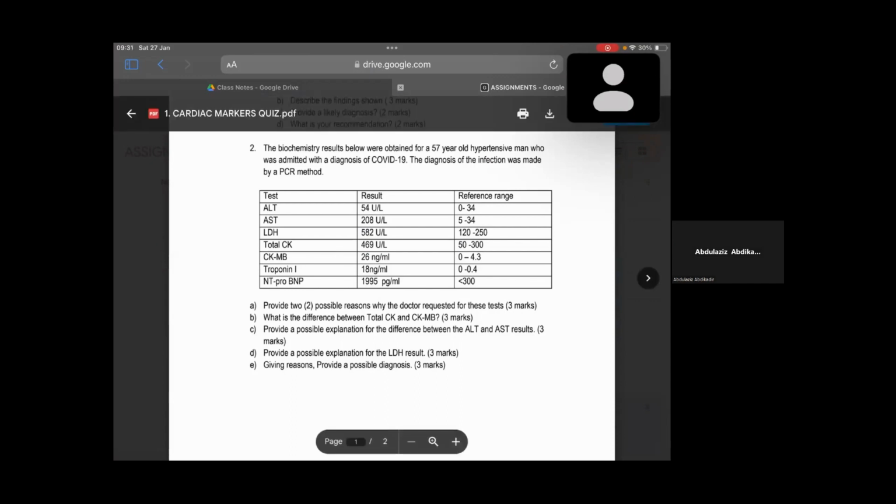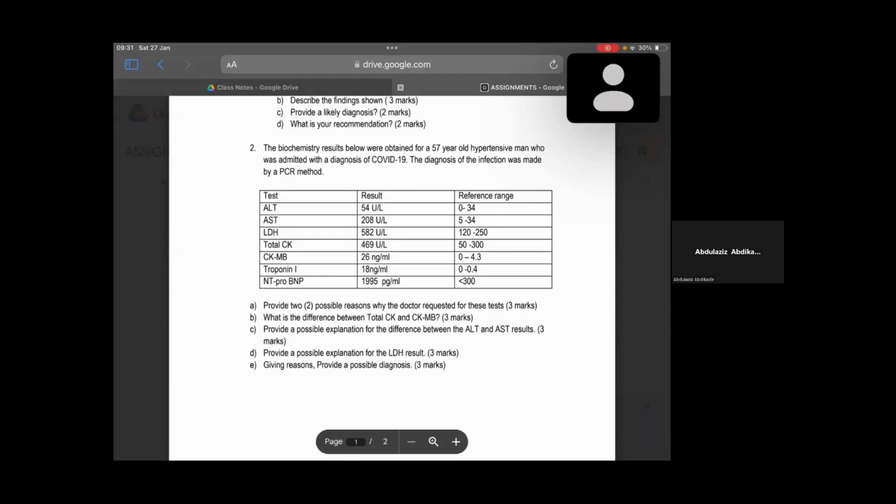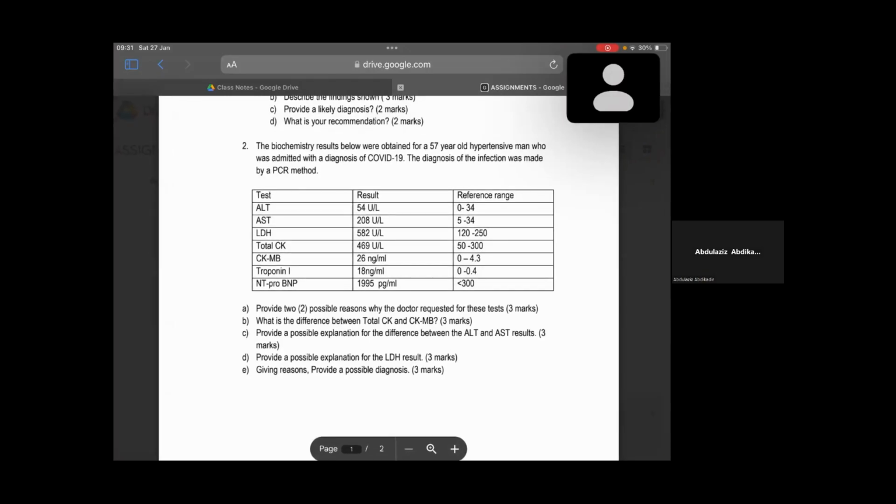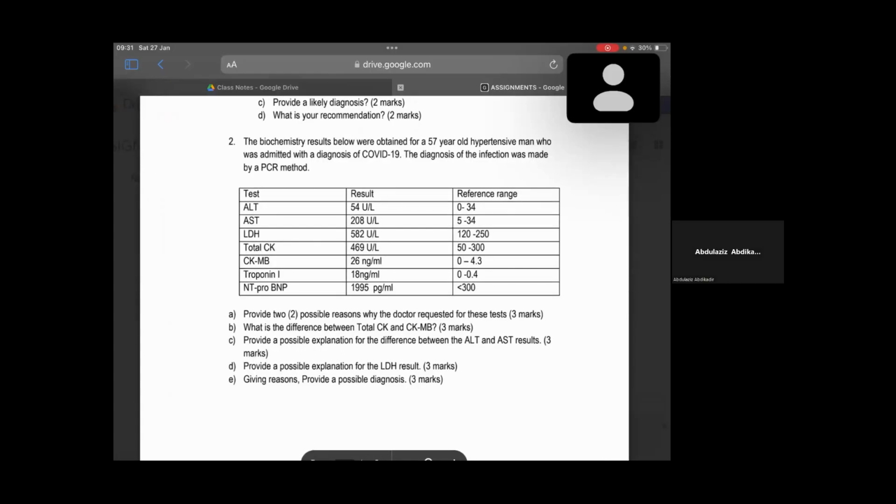The biochemistry results for that 57-year-old hypertensive man who was admitted with a diagnosis of COVID-19. The diagnosis for the infection is made by PCR method. So that's the table with the reference ranges. First of all, I want someone to interpret these results. Kindly, you can just type in the chat box. It's not difficult, just a matter of saying. Remember I told you last week, for interpretation, you just say what you see.